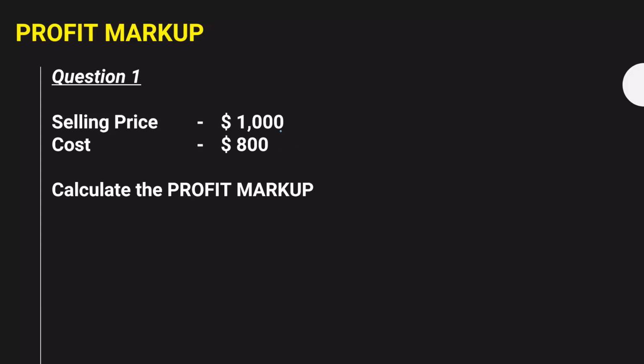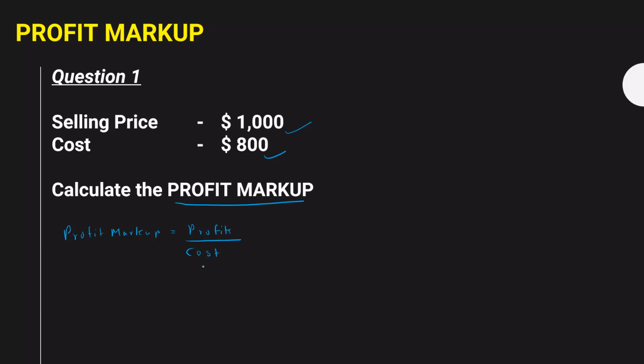In this question, I have given the selling price, I have given the cost. So what I am asking you is to calculate the profit markup. The profit markup calculation is very simple. I will give you the formula. Profit markup equals profits divided by, and this is the important thing in the profit markup, profit should be divided from the cost.